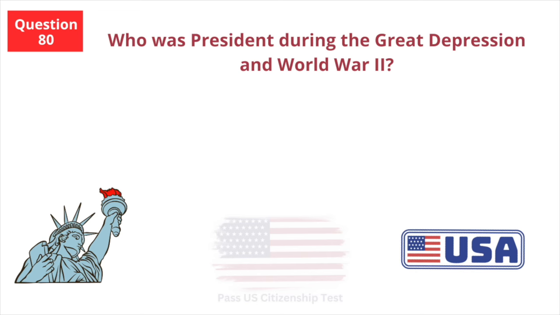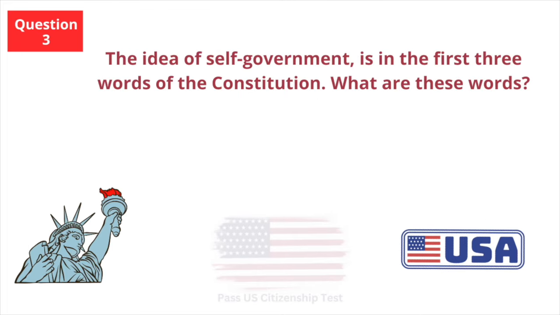Who was president during the Great Depression and World War II? Franklin Roosevelt. The idea of self-government is in the first 3 words of the Constitution. What are these words? We the people.